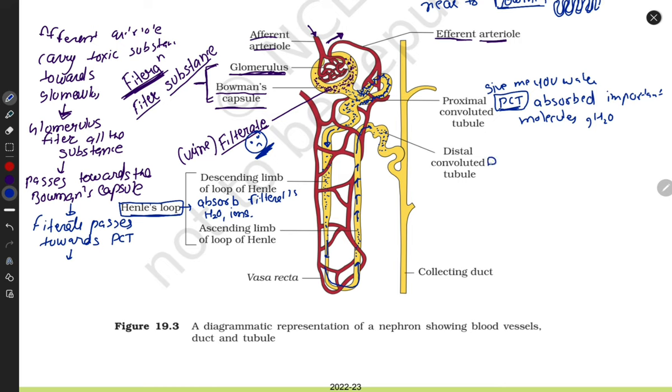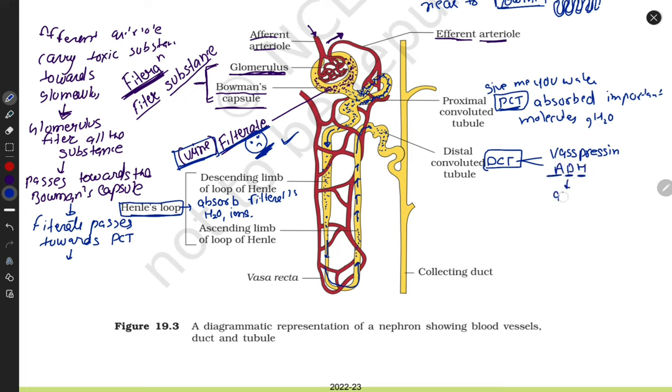Then DCT stops the filtrate, where are you going, filtrate? I'm here, it only says this, filtrate, I'm not saying urine, not now. DCT stops the filtrate: we take lots of water and ions. Then the filtrate again says, I'm going for excretion. DCT stops it and secretes the hormone vasopressin. We can call it ADH, antidiuretic hormone.